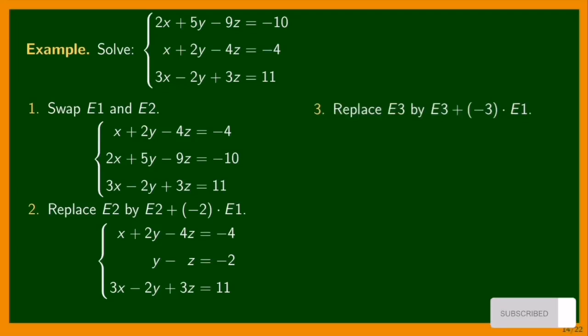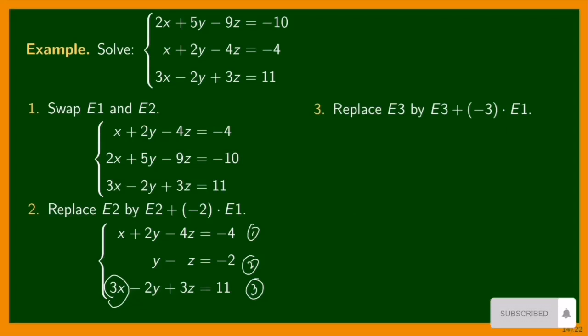Then, this is the new equation 1. Take note, 1, 2, 3. I can now replace equation 3. This is what I eliminate now, right? Replace equation 3 by equation 3 plus negative 3 times equation 1, because I have an x here.